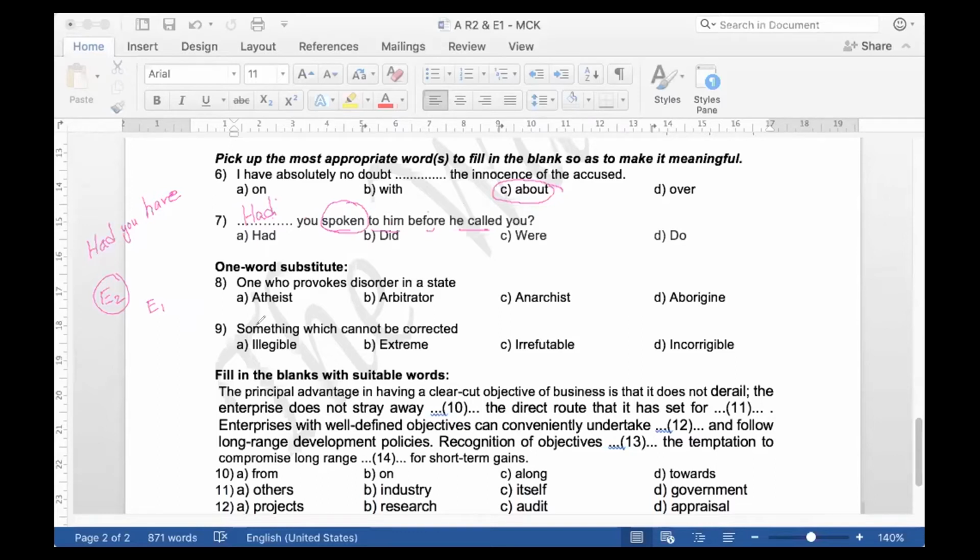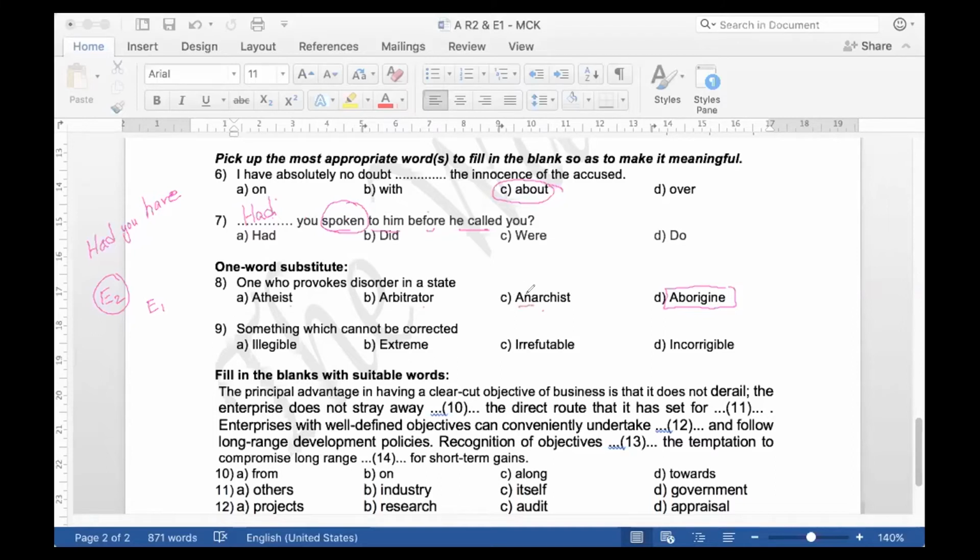One word substitute. One who provokes disorder in the state. This is one of the questions many of you got wrong in the test. So which one is the answer? Atheist, arbitrator, anarchist, aborigine. Aborigine means the person who lives in that particular area. What is the Malayalam meaning of aborigine? The person who is the origin of that area. He is not from any other area. He is from that specific area. So aborigines, in Malayalam we say Adivasi. Aborigines, native, exactly, native.